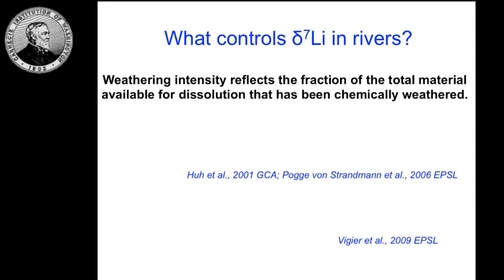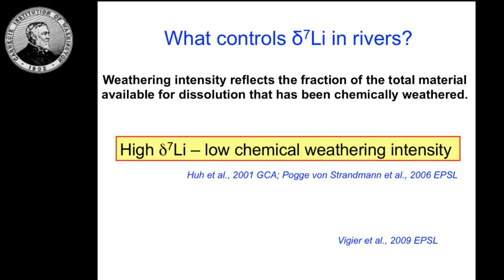However, we have 2 different schools of thought in the literature on what controls lithium in rivers, because some claim that high δ7Li is usually correlated to low chemical weathering intensity terrain, where they found high δ7Li values in some Andes rivers that drain the Andes into the Amazon.